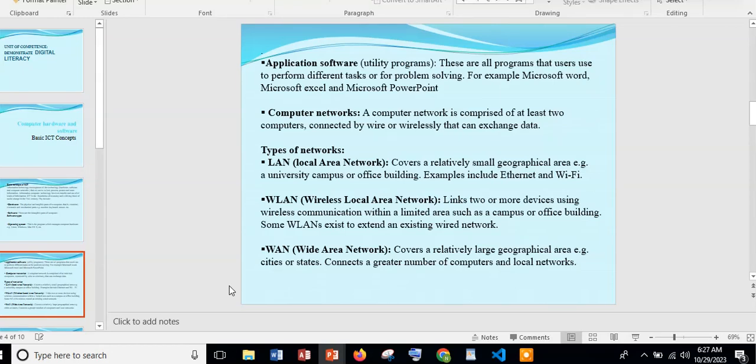The second type of computer network that we have is WLAN, and that is the wireless local area network. This network links two or more devices using wireless communication within a limited area, such as a campus or office building. The third type of network that we have is WAN, and that is wide area network. It covers a relatively large geographical area, e.g. cities or states, and it can also connect a greater number of computers and local networks.